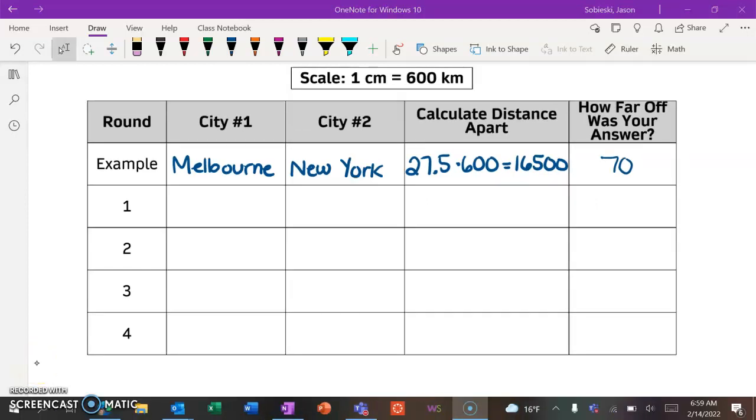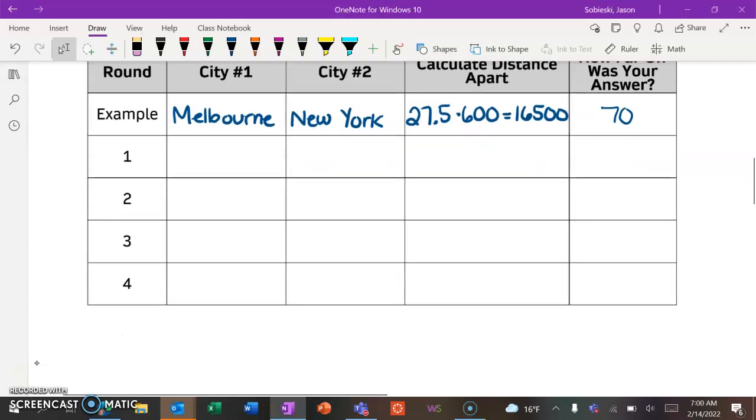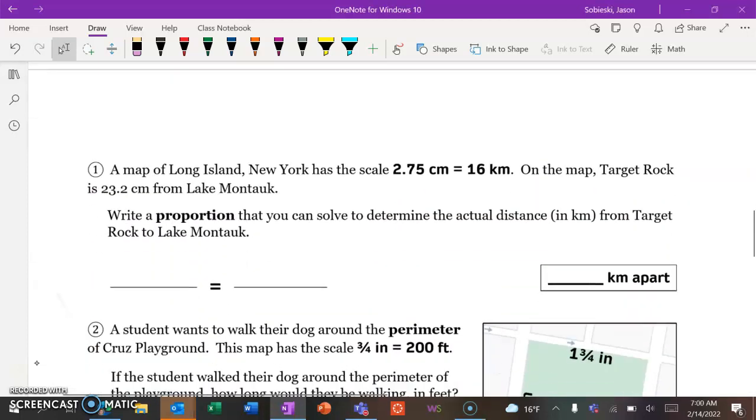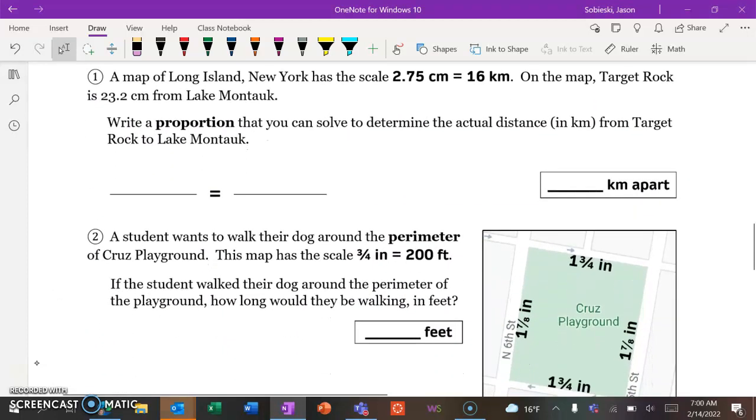All right, so by now, hopefully you have finished off rounds 1 through 4. What we're going to do next on the back side of your practice page is just do a couple more questions, and we're going to have you try these.